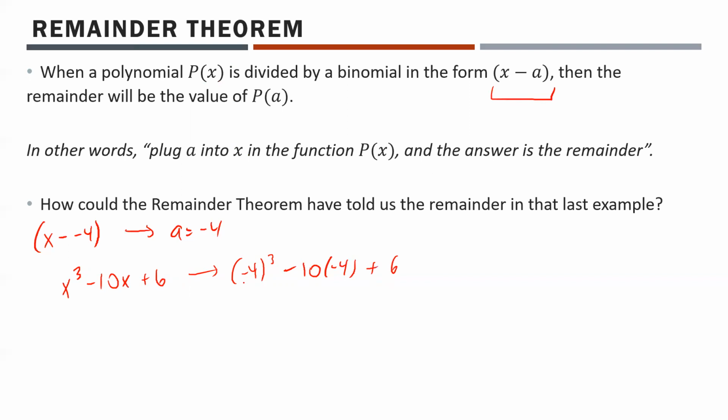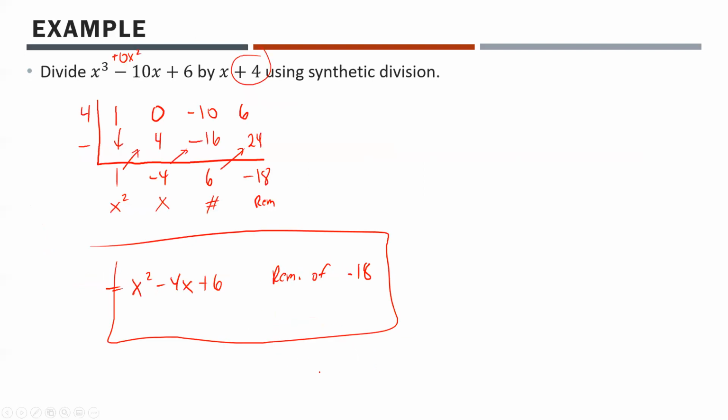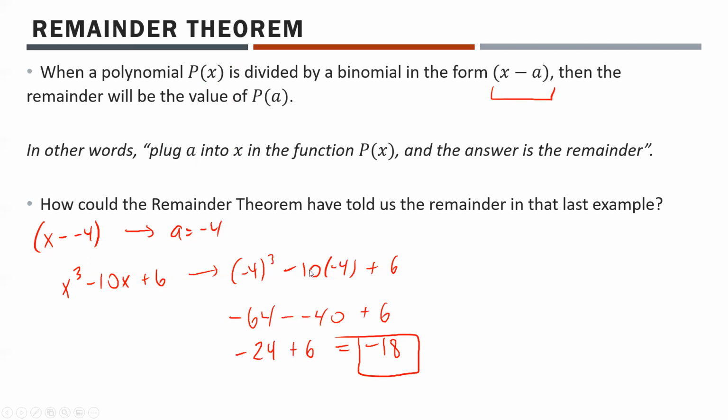Let's evaluate this. Negative 4 in brackets cubed is negative 64. Then minus 10 times negative 4 is negative 40, so minus negative 40, and then plus 6. Negative 64 minus negative 40 is negative 24, so we have negative 24 plus 6, and look at this, it actually is negative 18. So the remainder theorem worked just fine there, as long as you were only interested in finding that remainder of negative 18 that we had before.